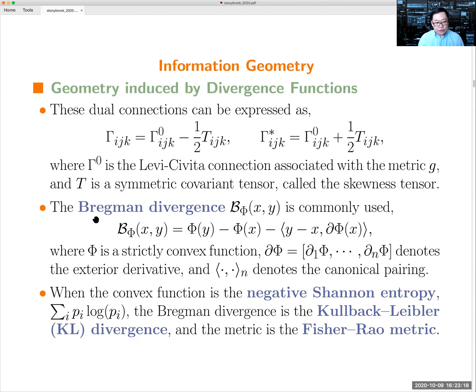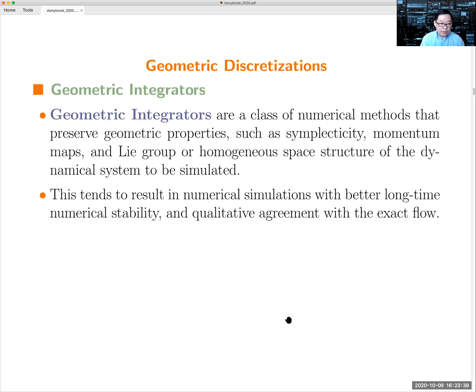Okay. So examples of this, of course, are things like the Bregman divergence, which come from a choice of a convex function. And if the convex function is, for example, the negative Shannon entropy, then the associated Bregman divergence is the Kullback-Leibler divergence, and the associated Riemannian metric is the Fisher-Rao metric. Okay. All right. So that's, of course, just a quick review of information geometry.